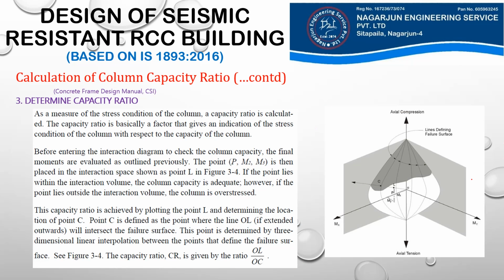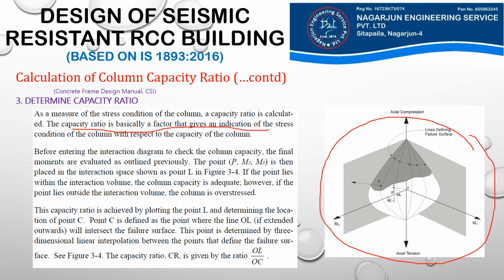So finally, this is an example of the 3D interaction surface. Using this 3D interaction surface, now our software will check for capacity ratio. As a measure of the stress condition of the column, a capacity ratio is calculated. The capacity ratio is basically a factor that gives an indication of the stress condition of the column with respect to the capacity of the column.